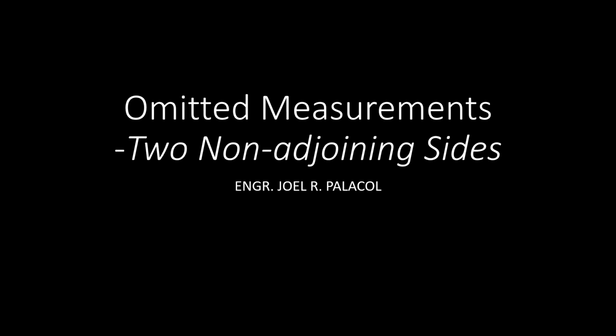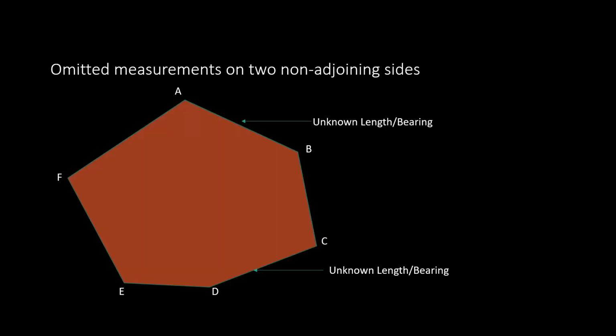Welcome to my lecture on omitted measurements on two non-adjoining sides. For the given traverse, observe that the omitted measurements are on two non-adjoining sides AB and CD. So there are three cases that may arise here. The length of line AB unknown and the direction of line CD unknown, or both distances or lengths of AB and CD are unknown, or the third case is when both directions of AB and CD are unknown.